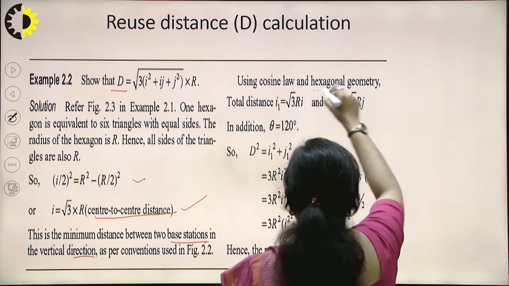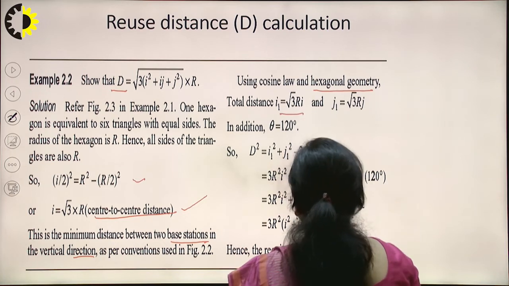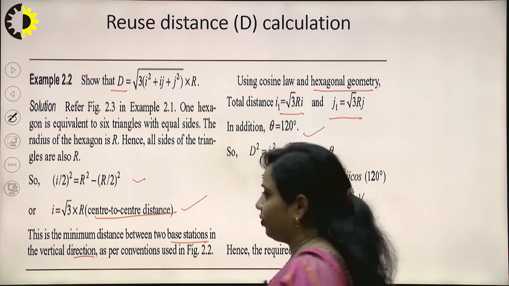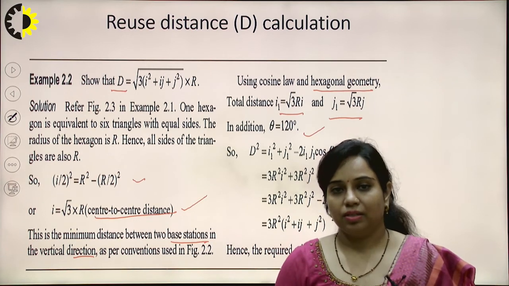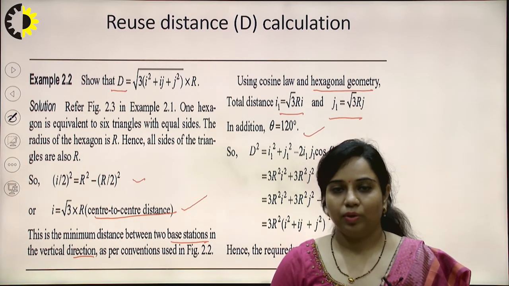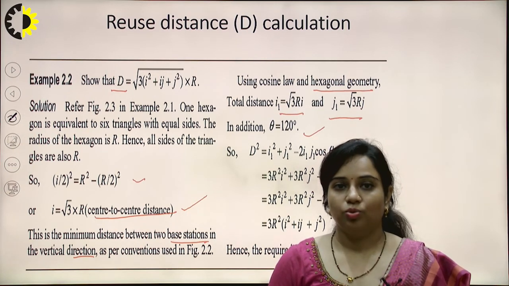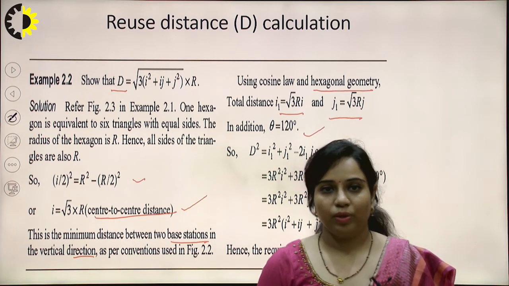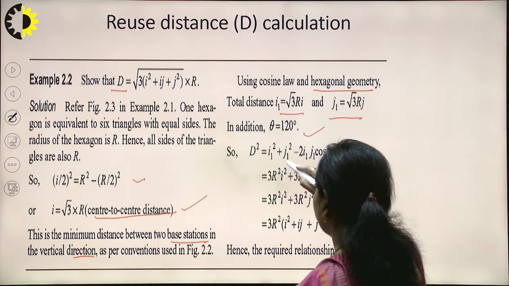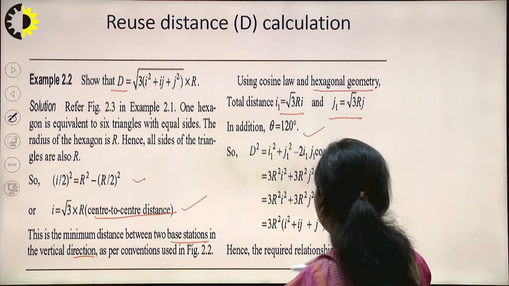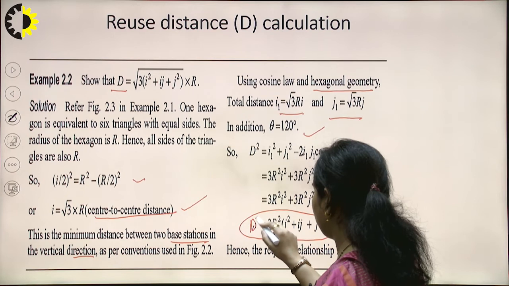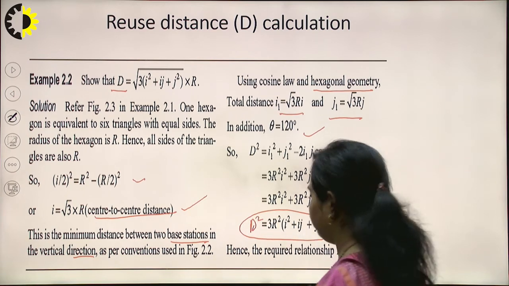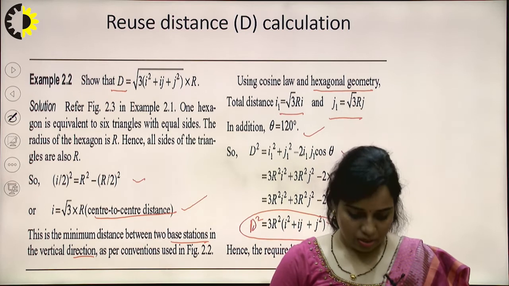Then using the cosine rule and the hexagonal geometry, I1 will be equal to under root 3 Ri, and J1 will be equal to this one, considering theta equals 120 degrees. Because if we are dividing a cell into six sectors, then the angle is equivalent to 60 degrees, and if we are dividing into 3 sectors, then the angle is equal to 120 degrees. So d square will be equal to I1 square plus J1 square minus 2 I1 J1 cos theta. So we can calculate that d square is equivalent to 3 r square into N. So that is the formula for reuse distance.